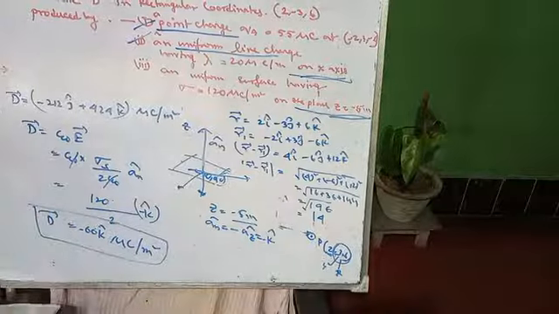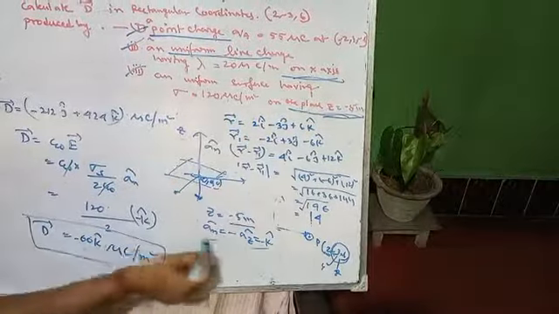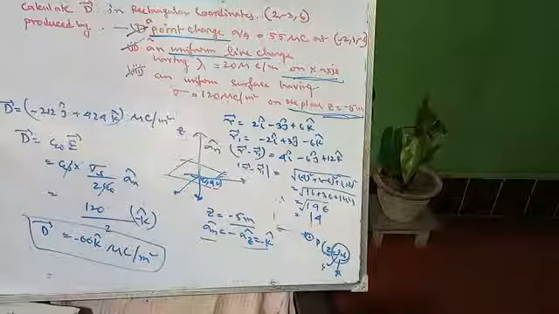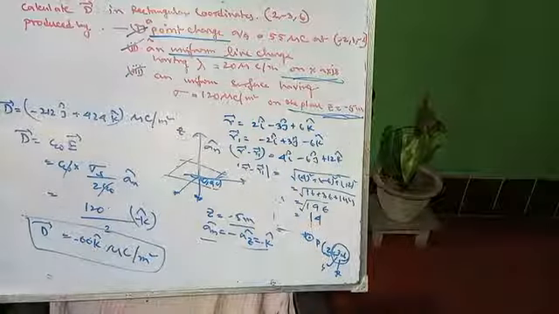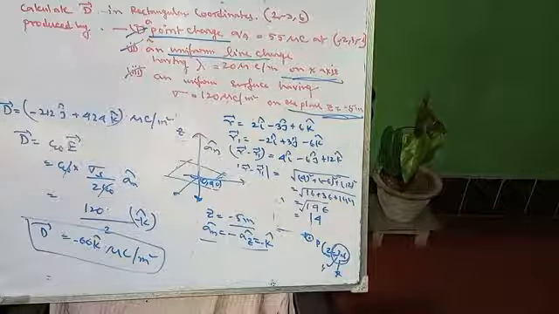This is your third answer. As it is on the z plane, that's why you are taking its minus k cap, the perpendicular direction of this plane. So now this is your problem number 3, and I will move on to problem number 4.